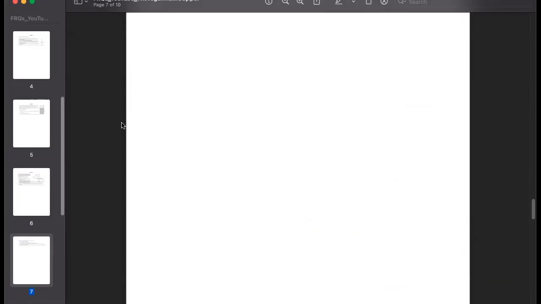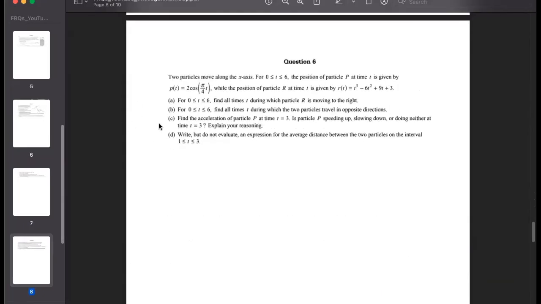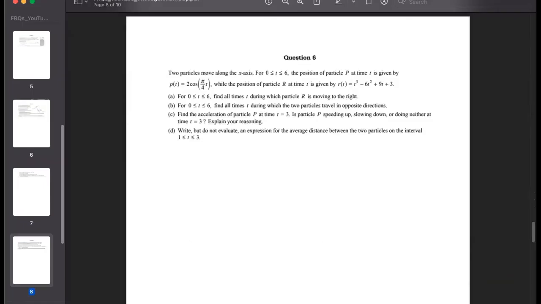A few more problems to go. Let's go to the next one. Go ahead and pause that problem if you need to so that we can go over it. Let's try to figure out how we will solve this.